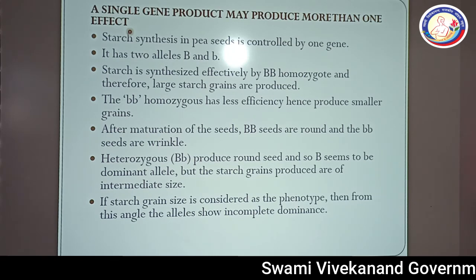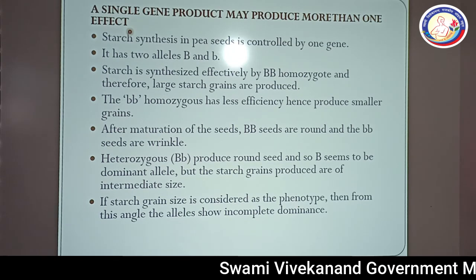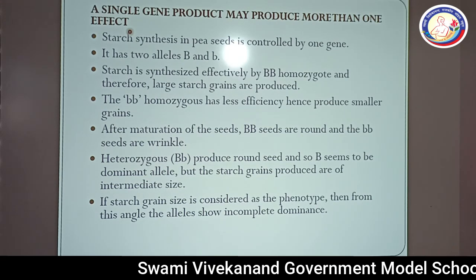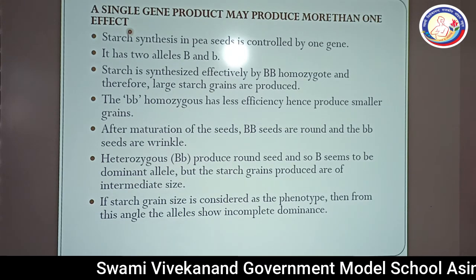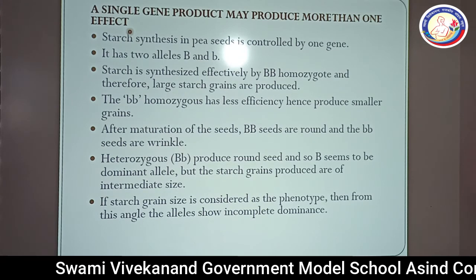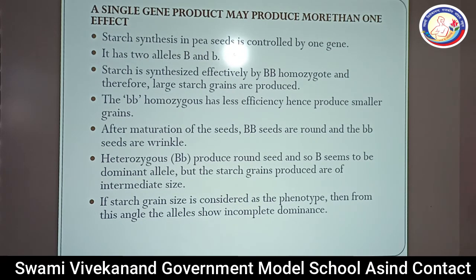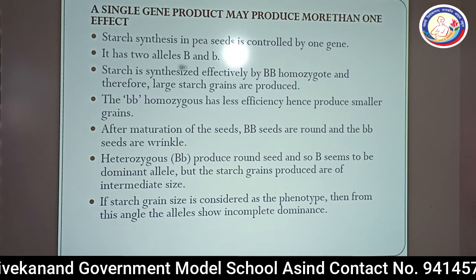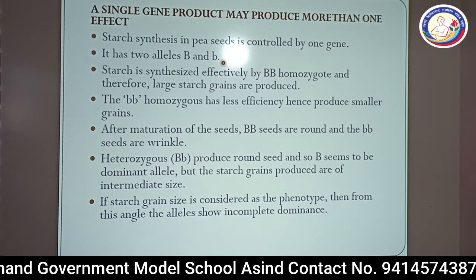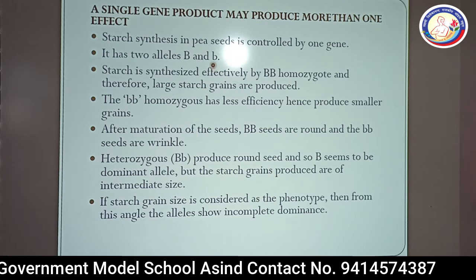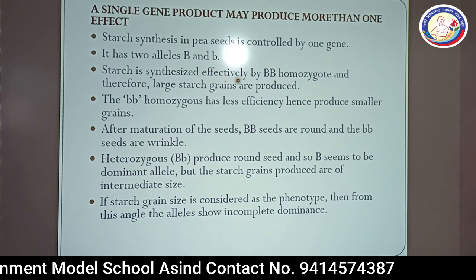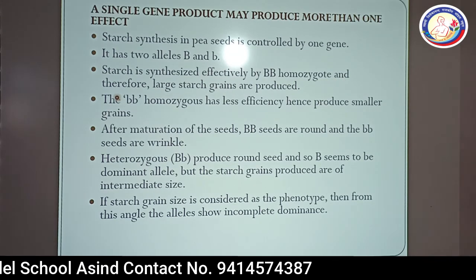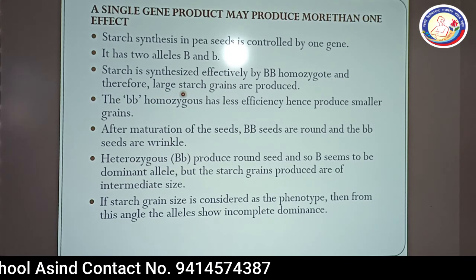It is seen in the starch granules in pea plants. So what will you see? Starch synthesis in pea seeds is controlled by one gene. It has two alleles, capital B and small b. Starch is synthesized effectively by the capital B homozygote, and therefore large starch grains are produced.